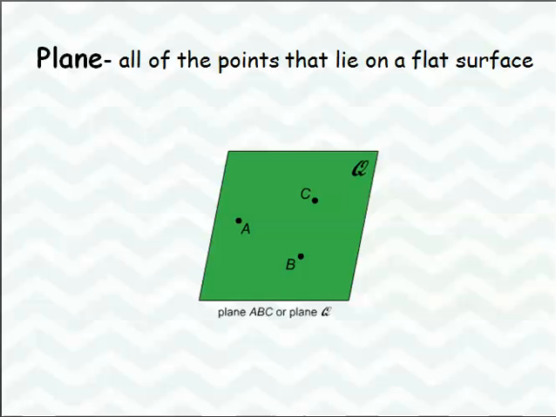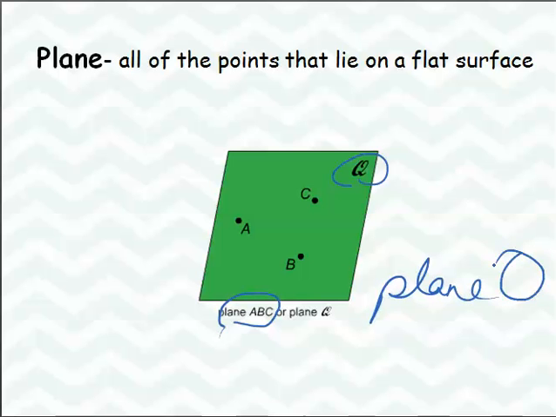Next, we have a plane. A plane is another one of our undefined terms. It is all of the points that lie on a flat surface, which is anything. If you're looking at a desktop, any point on that would be considered a point on that plane. If I drew the plane as a rectangle right here, we can name it as plane ABC. You have to have 3 points, like indicating right here. Or plane Q. You can look at this little point and just call it plane, and then the capital letter that it is, plane Q.